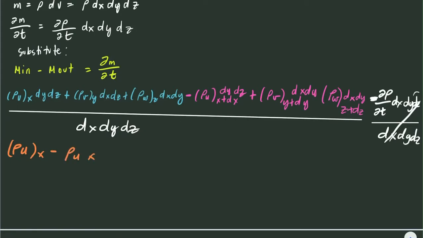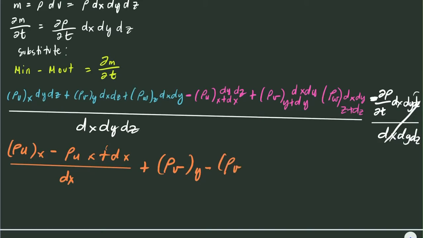x plus dx all over dx plus rho v y minus rho v y plus dy equal dy.